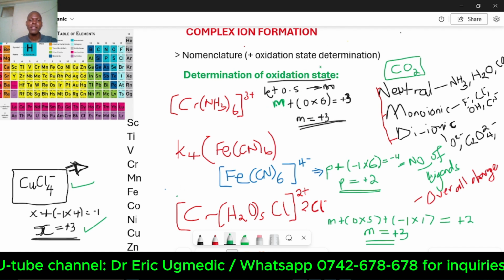So after understanding the concept of oxidation states, we can go on to look at the nomenclature. Now, how shall we name this? How shall we name that, and so many others?